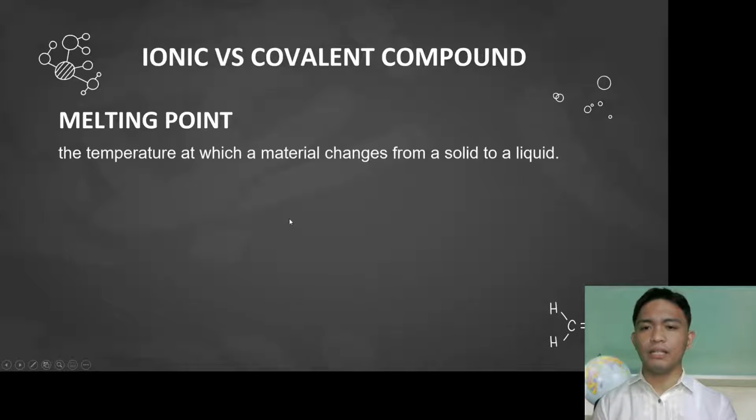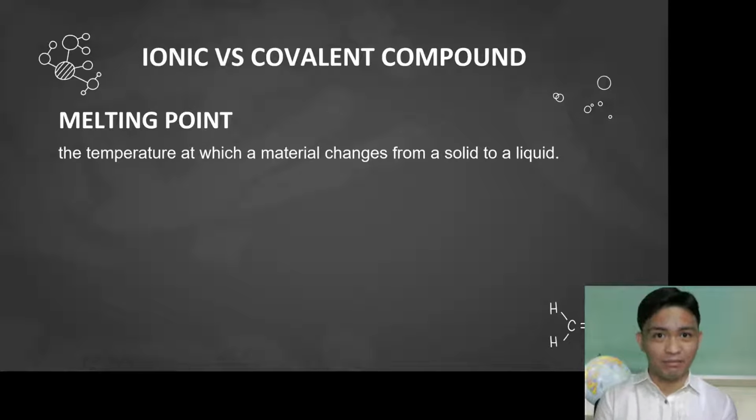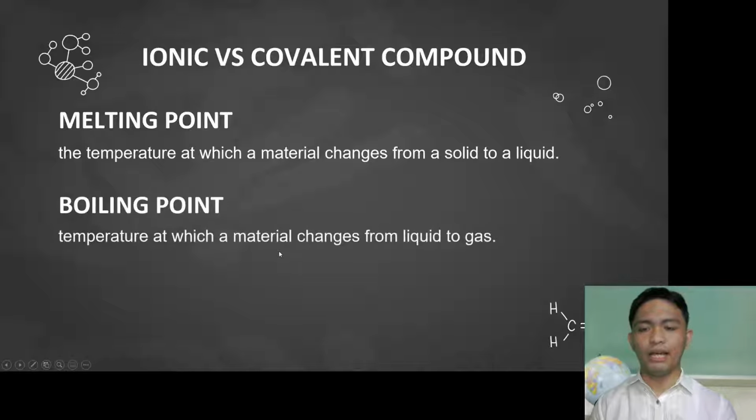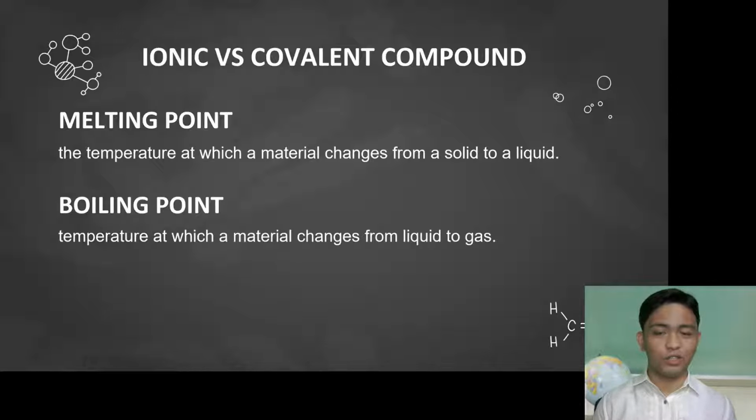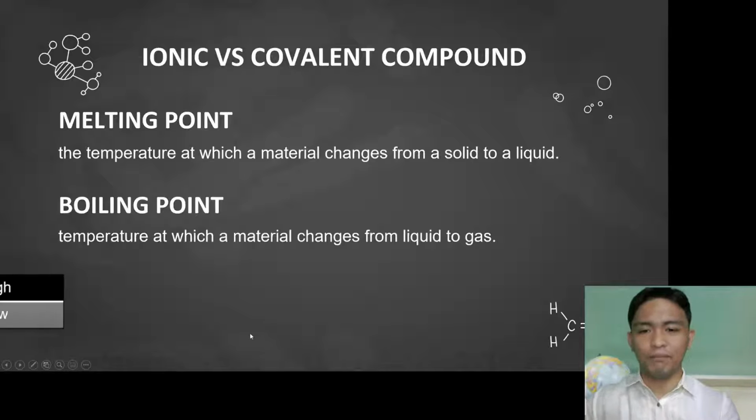Melting point. The temperature at which a material changes from solid to liquid. Temperature kung saan ang isang bagay ay nag-melt, to turn from solid to liquid. And then we have boiling point. Temperature at which a material changes from liquid to gas. So ito yung temperature naman kung kailan nagbo-boil ang isang bagay, nag-change from liquid turning into gas. Anong pinagkaiba ng ionic and covalent compound in terms of melting and boiling point?